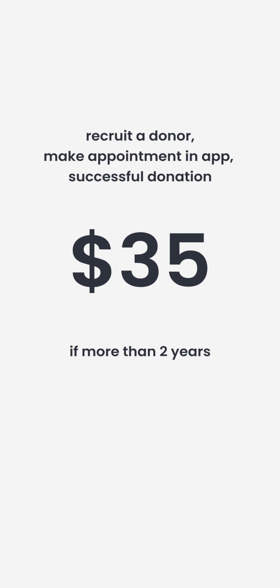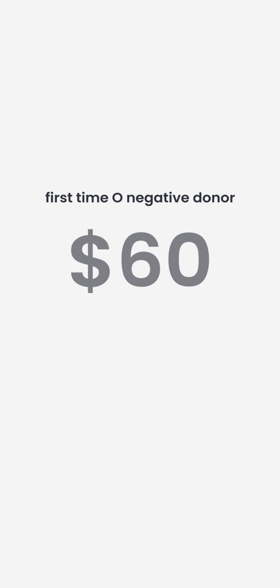The biggest payout is for new donors, meaning they've never donated with the blood center before. That's $50. There are 2 bonuses, $5 if the donor is type O, and another $5 if they are Rh negative, meaning their blood type is any type that's negative. That means if you get a first-time O negative donor, you will get $60 for that successful donation.